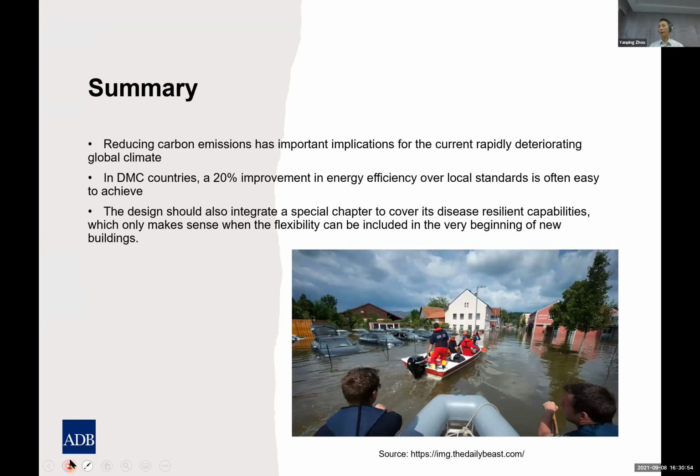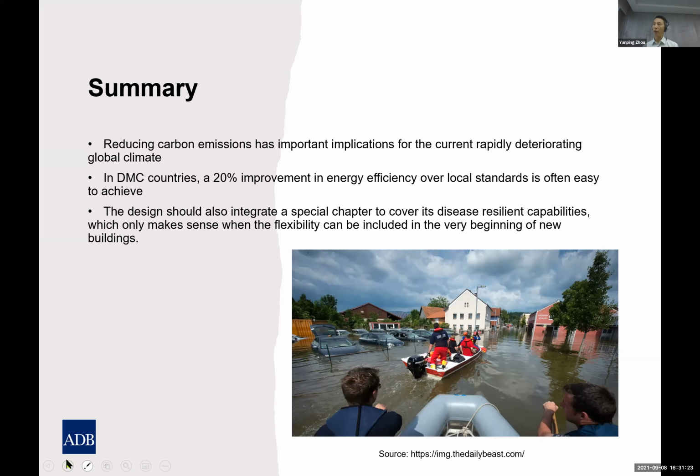Yeah, a quick summary. Reducing carbon emissions has become very important nowadays. Particularly this year, Europe, like Germany, had flood hazards, and in the US, they have wildfire situations. A lot of people died, property was lost, and people were injured and lost their homes.